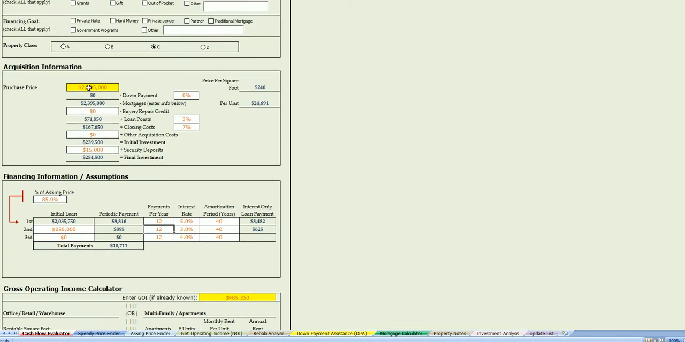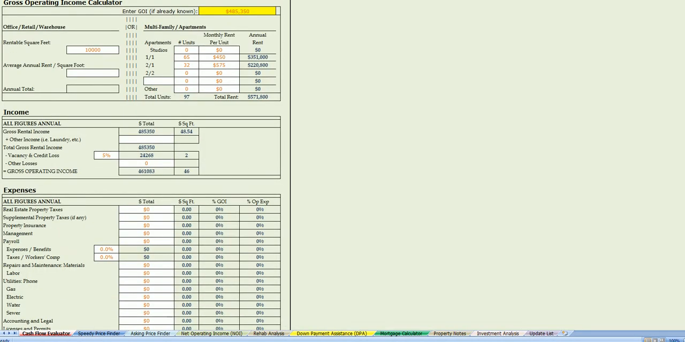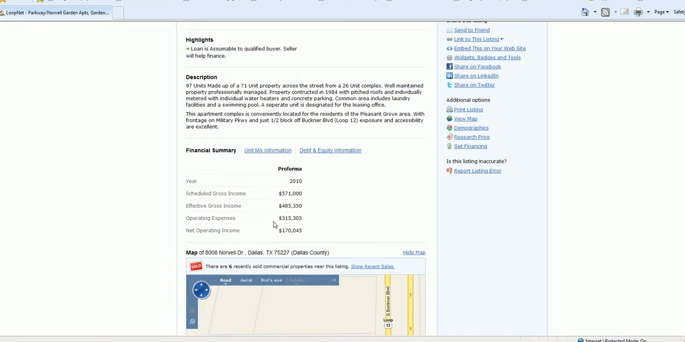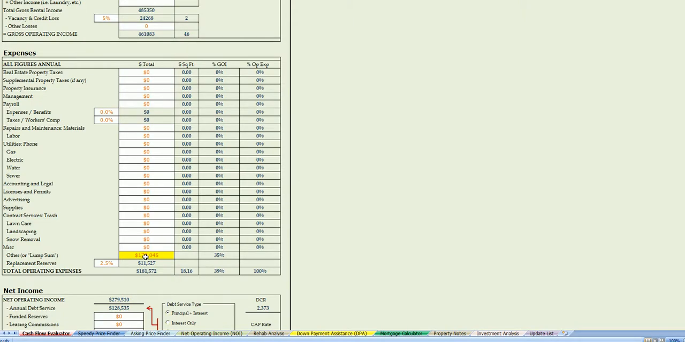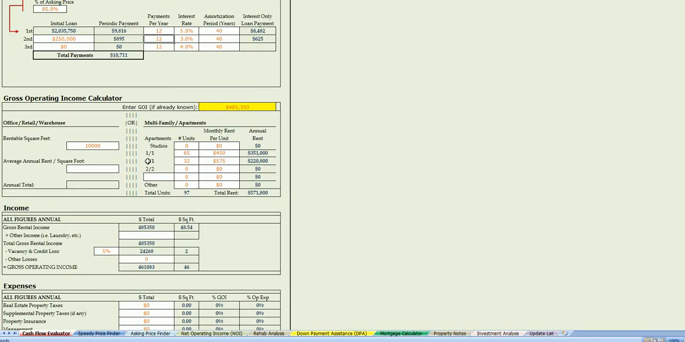You want to focus in on the yellow boxes. So here's your purchase price. Here's your gross operating income. And then you're going to plug in your operating expenses, which is located right here, and you're going to plug that into this other yellow box here. Eventually, when you get actual income and expenses, you'll have an itemization of everything. You can plug all this in later. And you just want to do a quick and dirty analysis to see, okay, we have, looks like a pretty good cash flow here on this particular property.